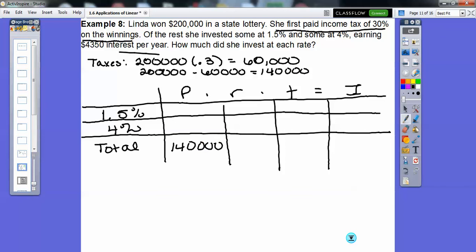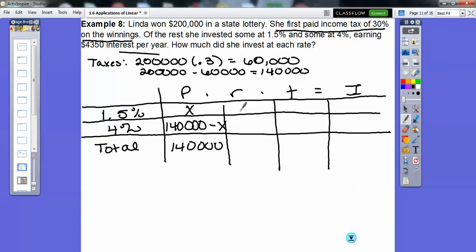All right, tricks are done from there. Now it's a normal problem. So. Okay, so our principal, do you know how much was invested at 1.5%? No. All right. Did it tell us how much was invested at 4%? It didn't say it was twice the amount or anything. So what am I going to do? Right, your total minus X, the amount you've already used. That's what she's investing.